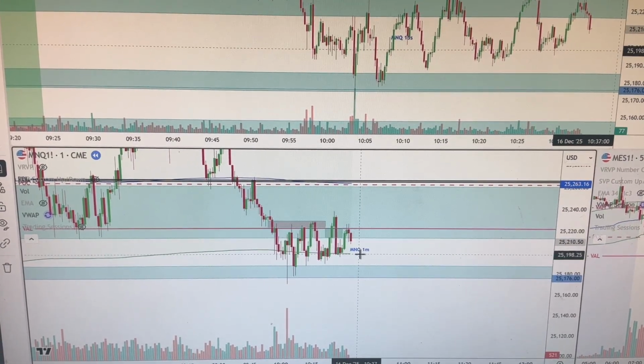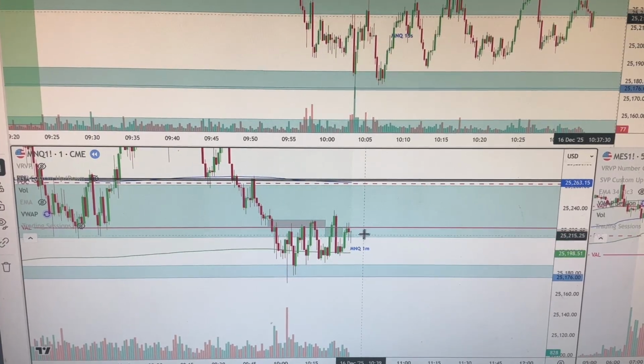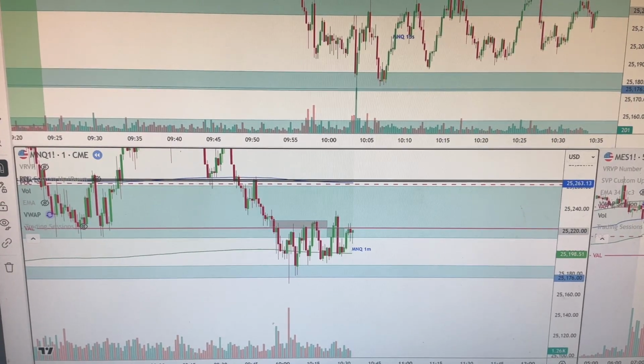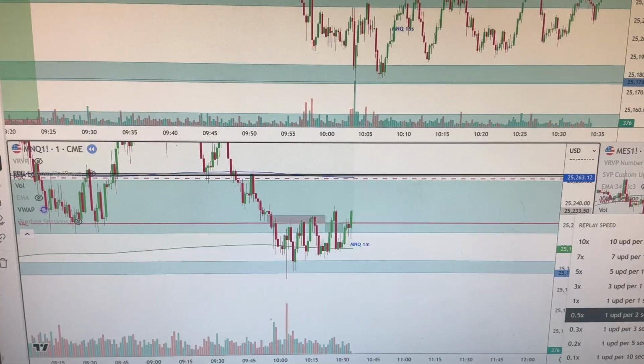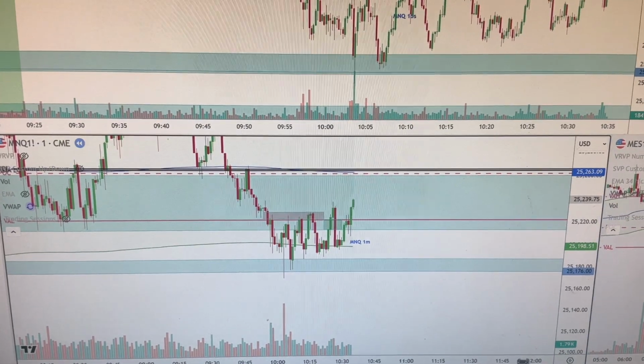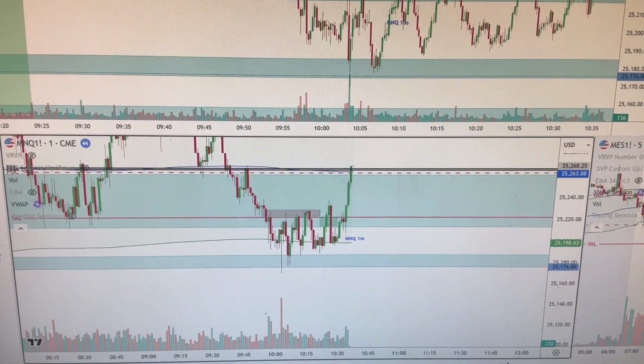Still hesitating. And now we're going to go. Now we're just going to speed it up. Now the rest is just boom, all the way to the moon.